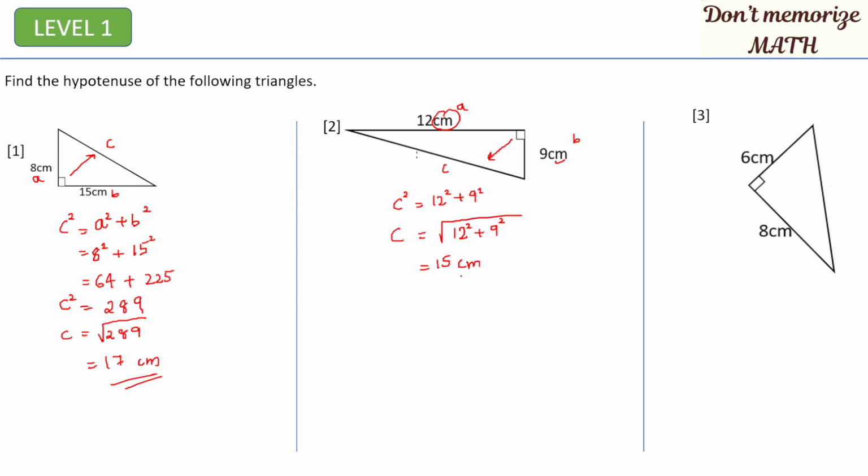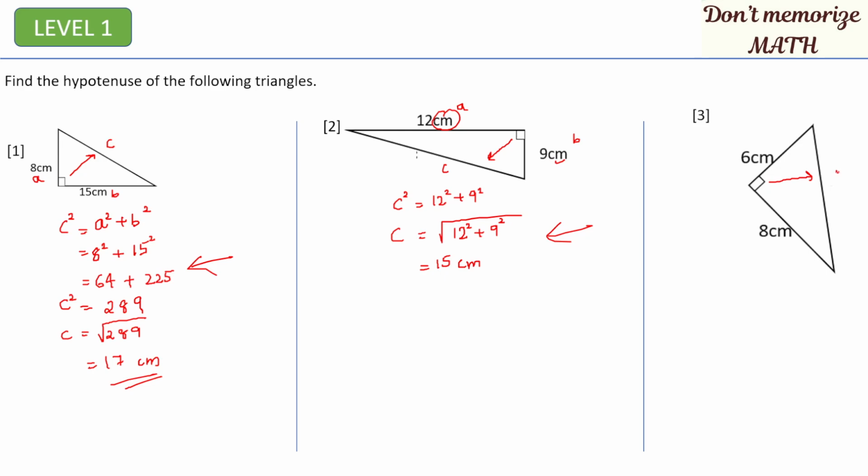So here for the second question, the hypotenuse will be 15 centimeter. Either you can do like this or like this, any method is fine. Then question number 3, opposite of 90 degrees, hypotenuse.